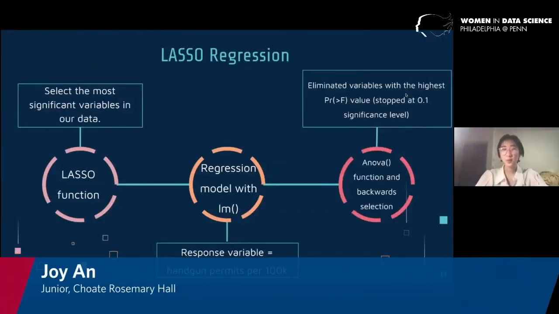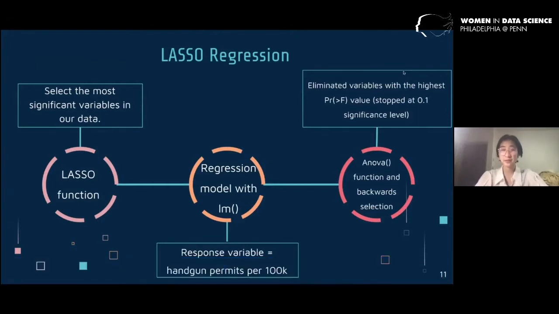The first technique that we used to analyze our data was lasso regression, which consisted of 3 steps. First, we used the lasso function to select the most significant variables in our data. Next, we created a linear regression model using the variables that were selected by lasso. Finally, we used the ANOVA function to generate a significance value for each variable and performed backward selection to eliminate insignificant variables.